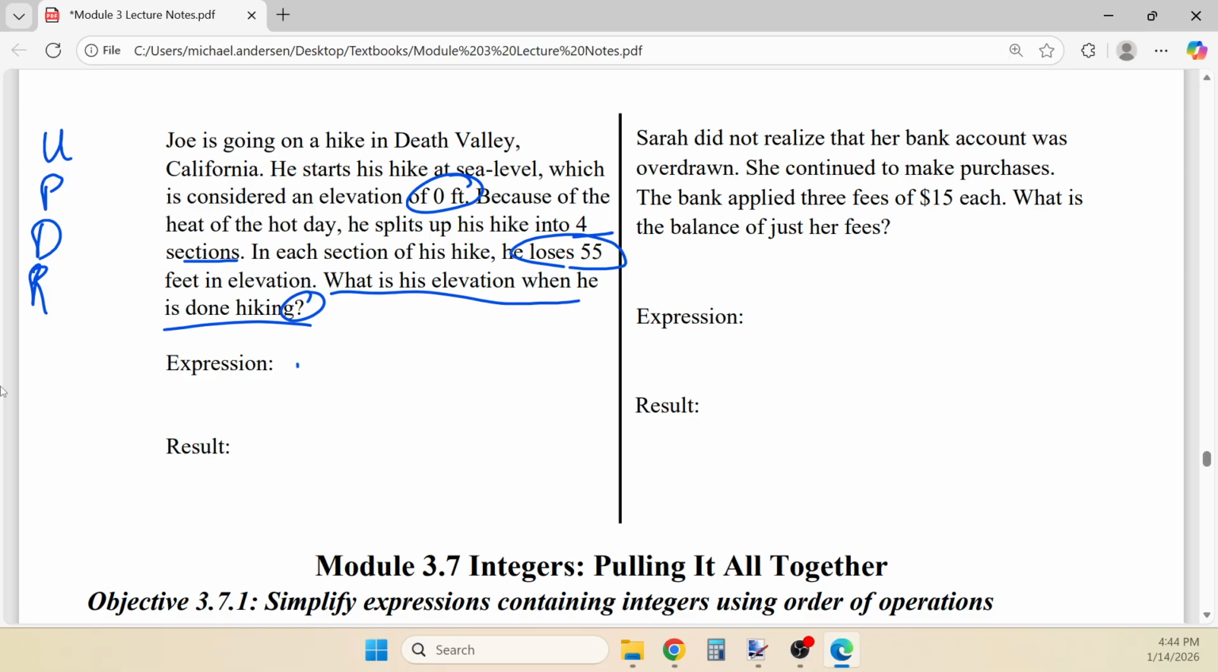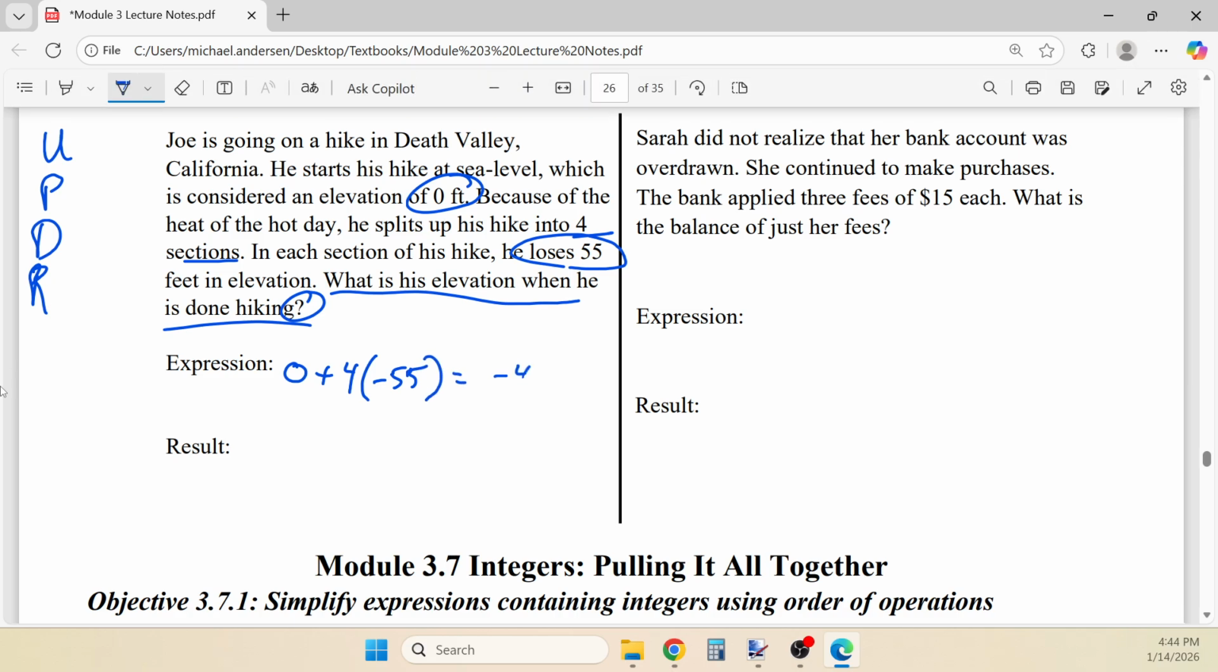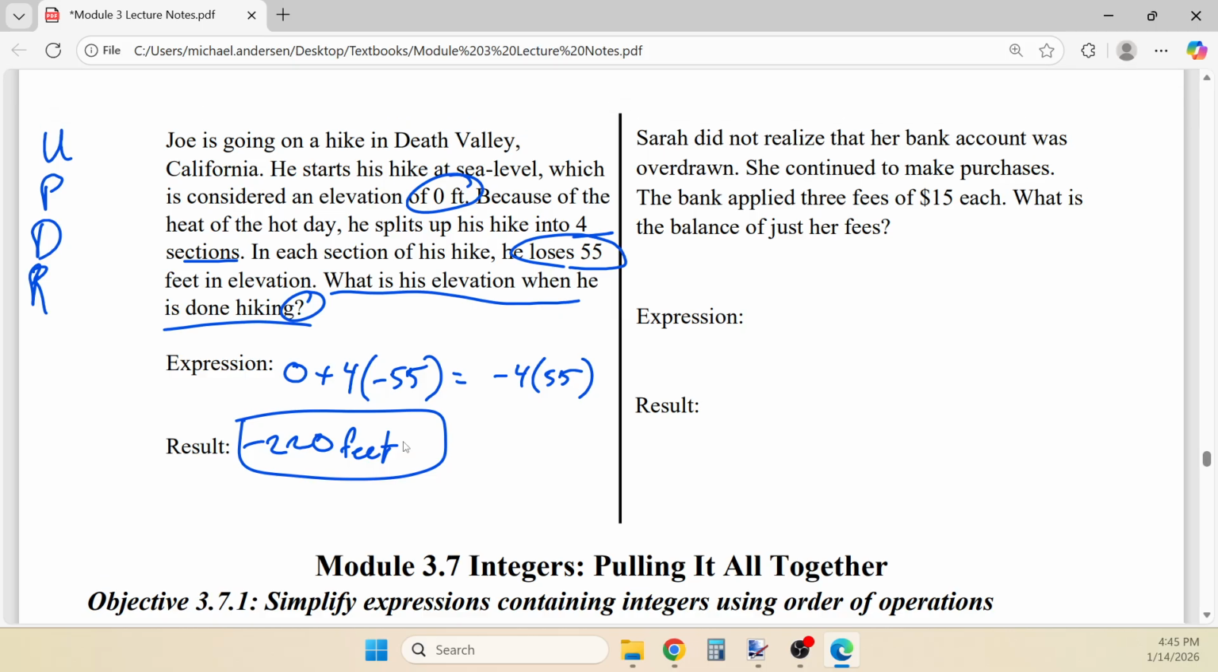So the expression is he starts at 0, and then he is going to, in 4 chunks, go down 55 feet, which we can immediately simplify to be negative 4 times 55. But this is how we'll do it. 4 times 55 is 220. And we have a negative times a positive, so we get this here. And this is not the bottom of the basin, but it's getting close to it.